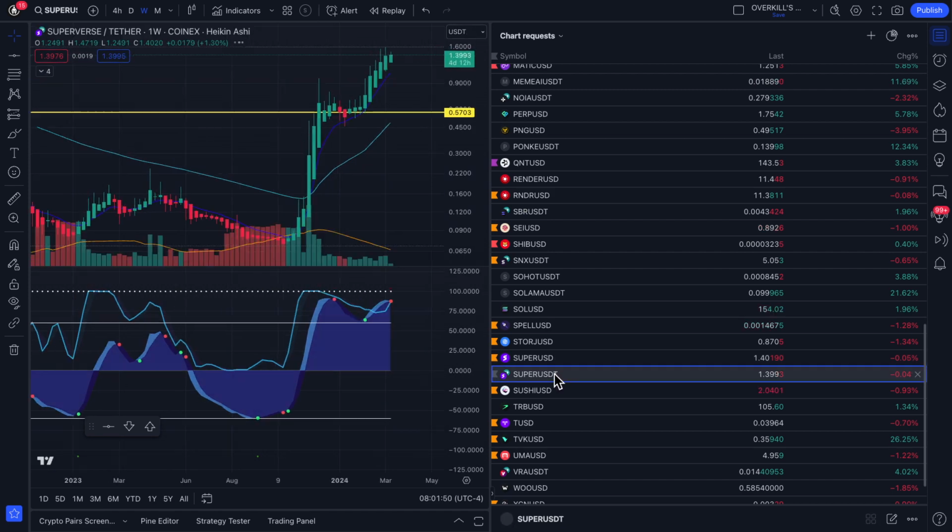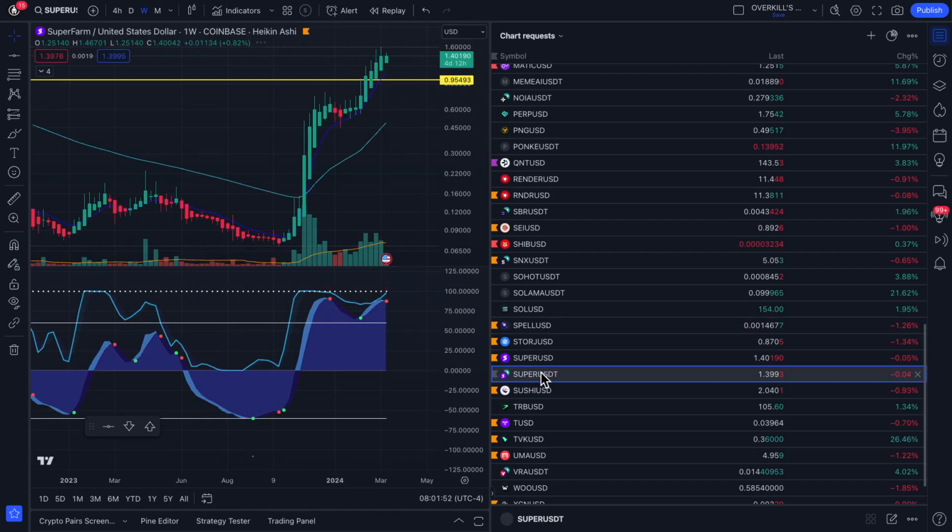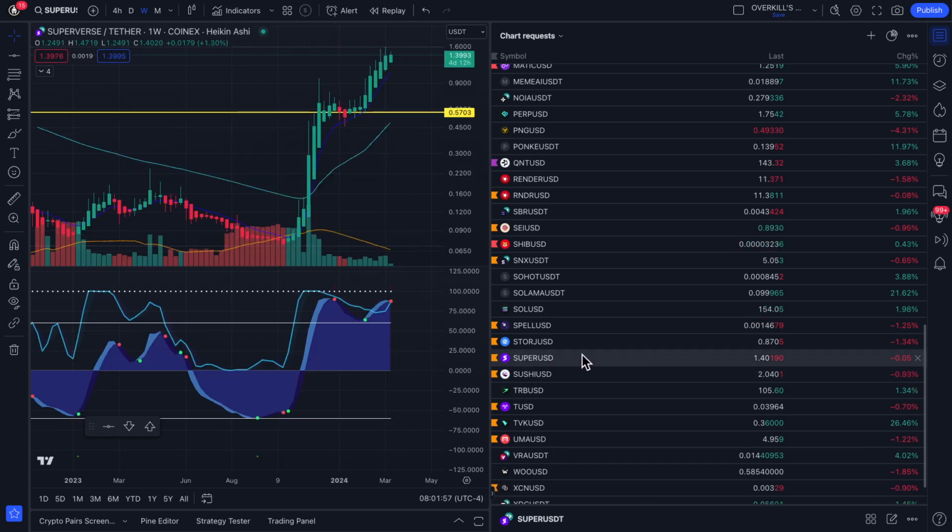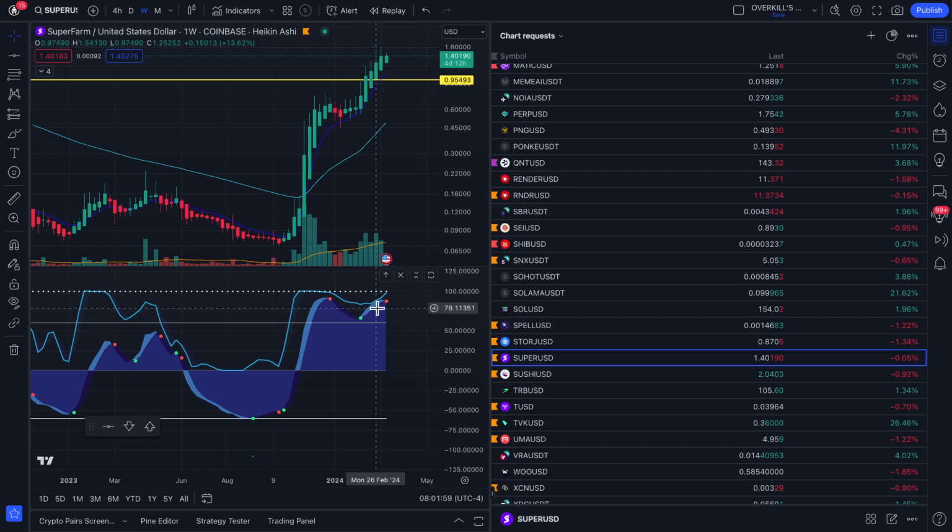So there's Super Farm and then there's the Superverse. They look like the same exact chart. I don't know if those are different or if they're the same, but yeah, same analysis there.